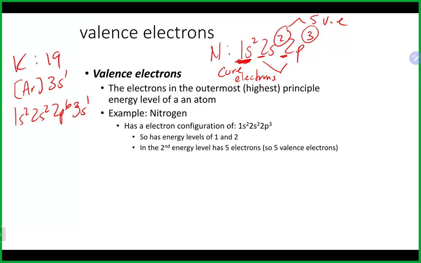Did I say 3s1? 4s1 would be better than 3, I suppose. 3s2, 3p6, and 4s1. There we go. So it's like 3, but one more. So here it's actually this guy right here, that 4s1 electron is our valence electron.